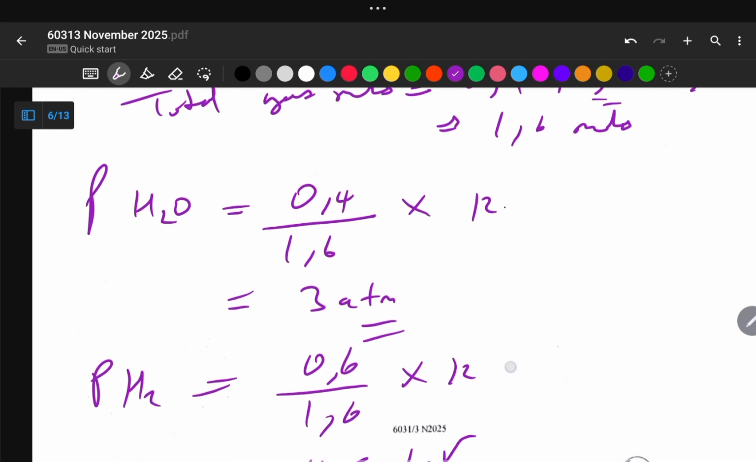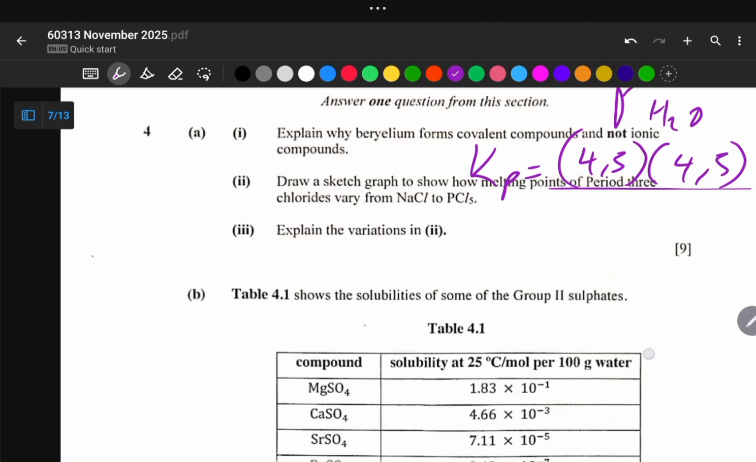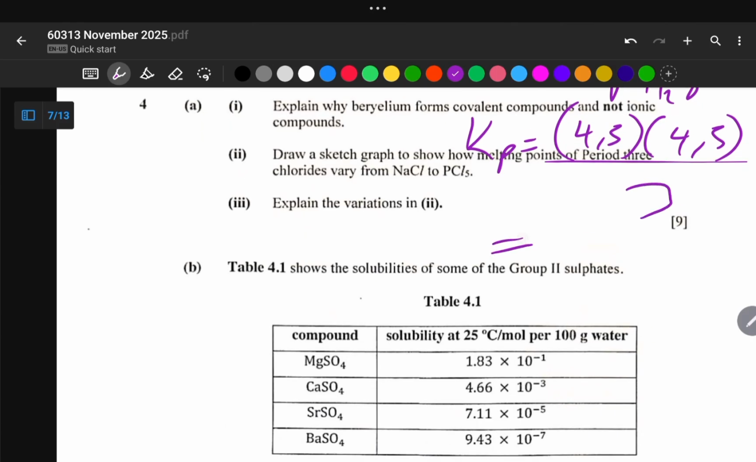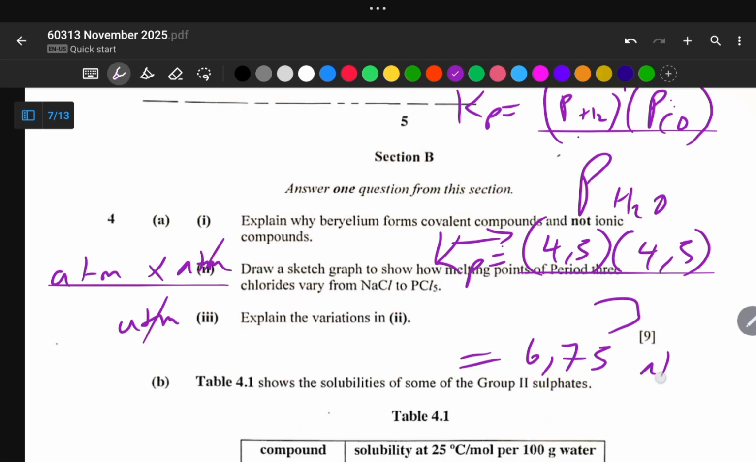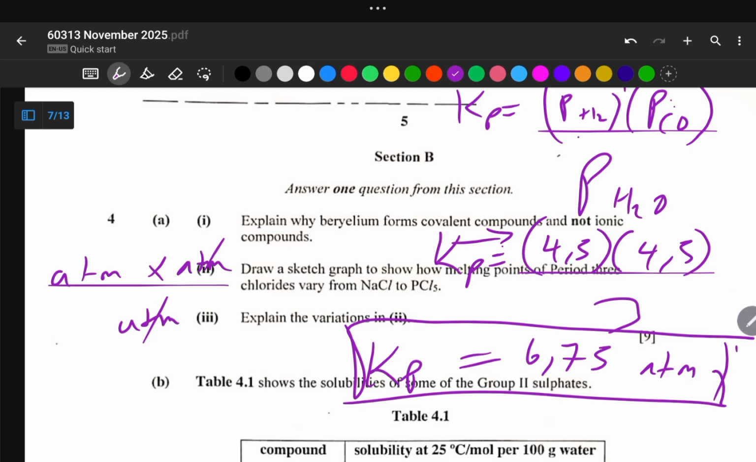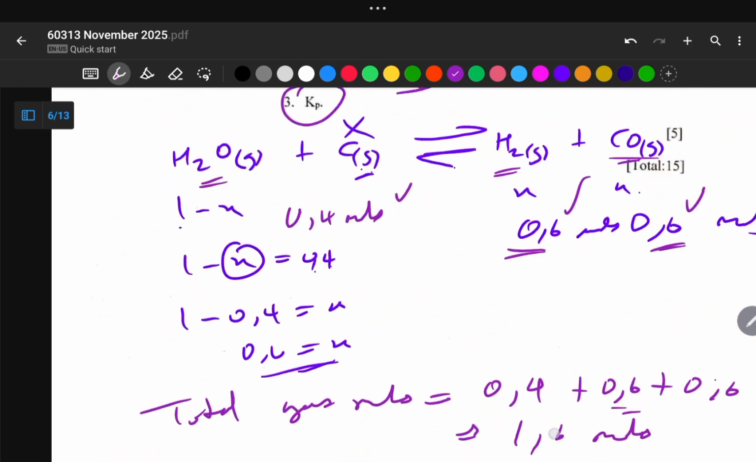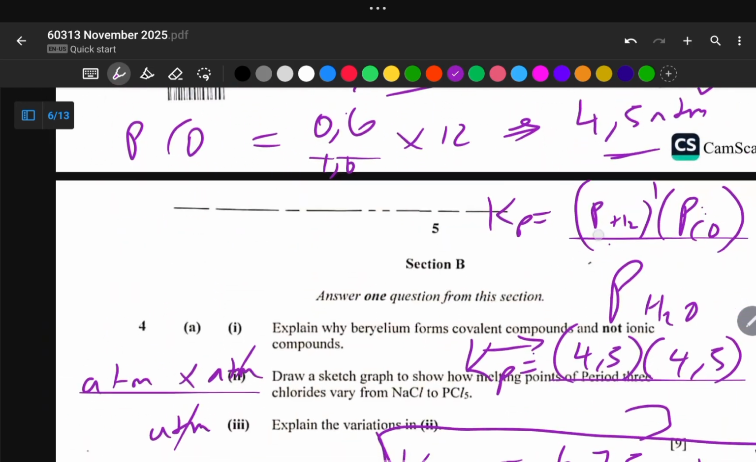So the partial pressure of steam is equal to 3, right? So here we are having over 3, and then we are simply going to punch this in. So it's 4.5 by 4.5 all over 3, and then we are going to have 6.75. And then the units of Kp. So here we're having atm by atm from the numerator over atm. So this one and this one are going to cancel out, and then we are going to be left with atm here. So this one is the value of our Kp, and we are done, right? So let us move on to the next part of the question. We are now moving on to section B, right?